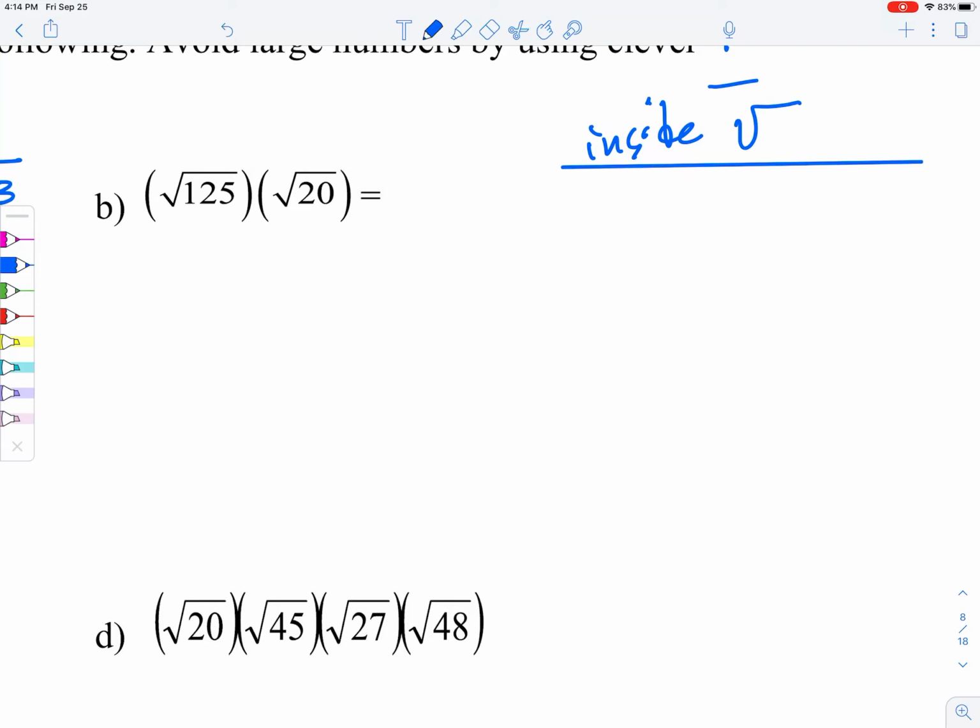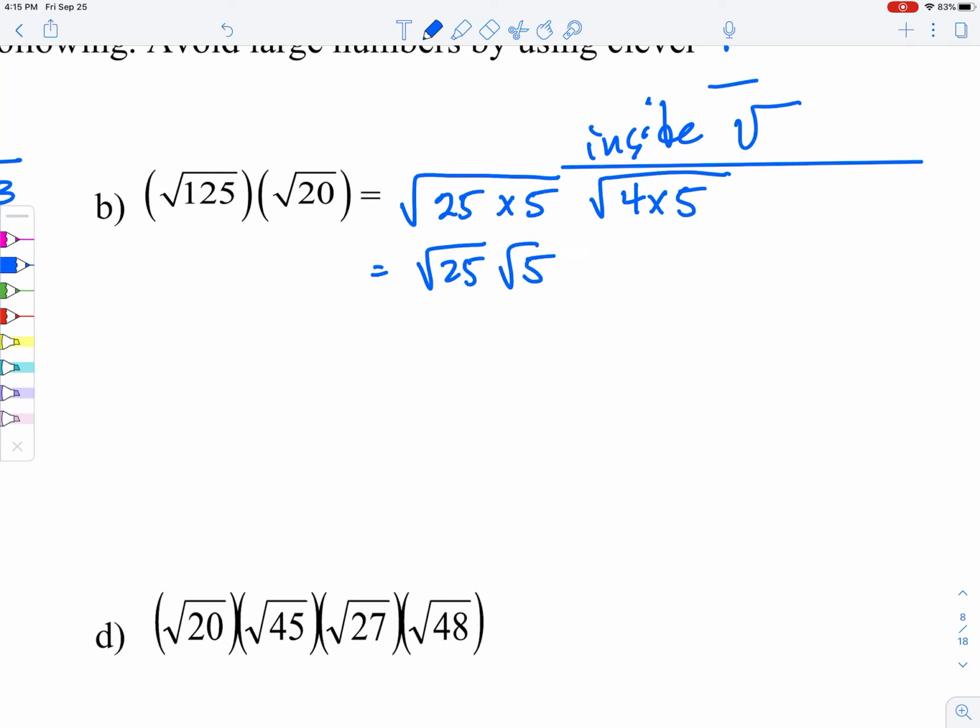So in 125, I recognize that that's 25, which is one of our perfect squares, times 5. And for 20, I recognize that I could write that as 4 times 5. And the whole reason I'm doing that is so I can write that as root 25 times root 5, and then root 4 times root 5.